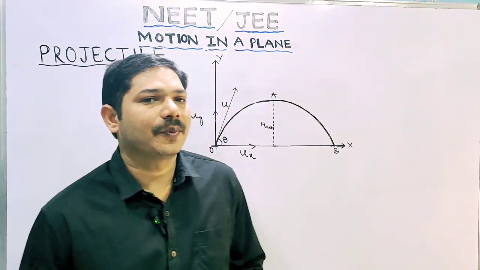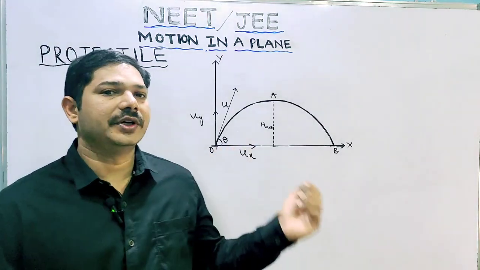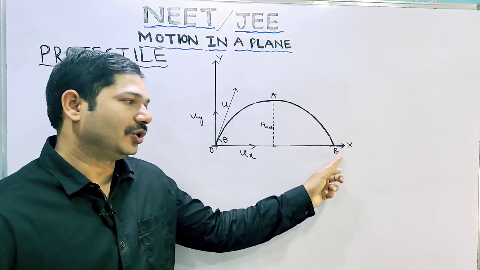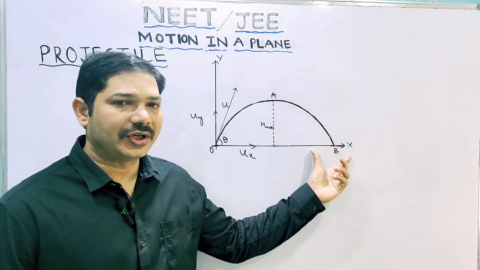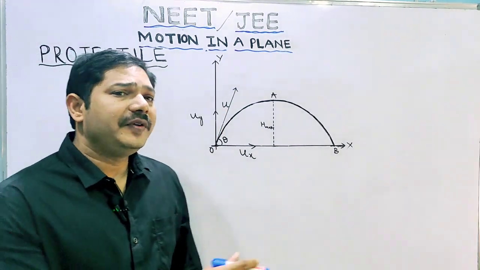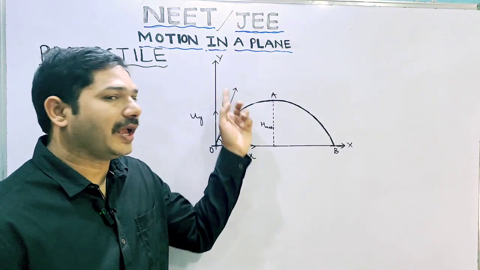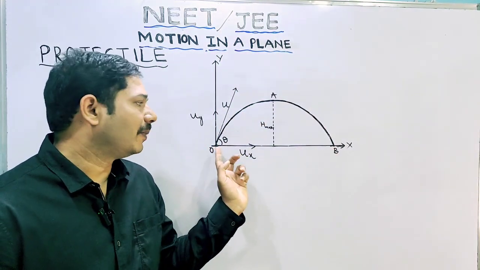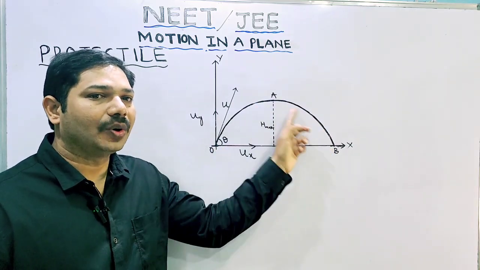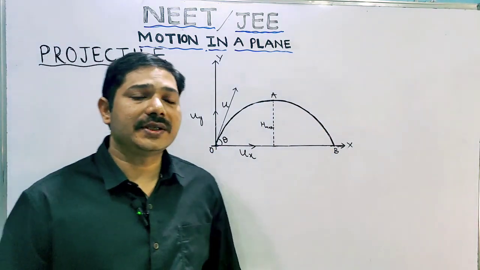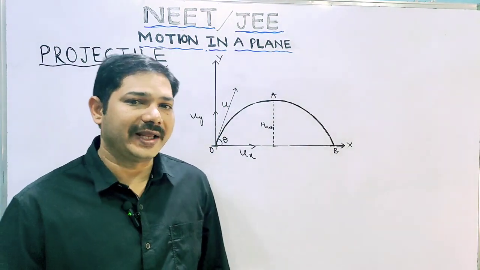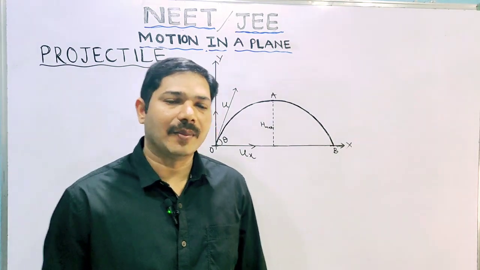What is a projectile? If you observe, any body is thrown at a certain angle theta with the horizontal. The x-axis is the horizontal axis and the y-axis is the vertical axis. In this xy plane, I am throwing one body, and the body goes along the path OAB. So this is two-dimensional motion, in the xy plane.